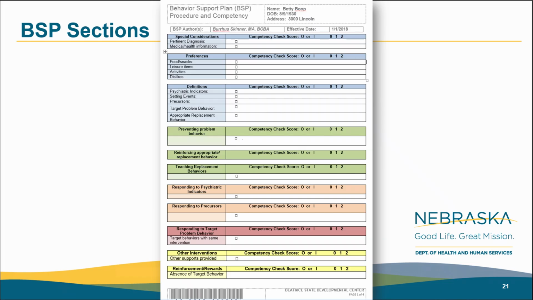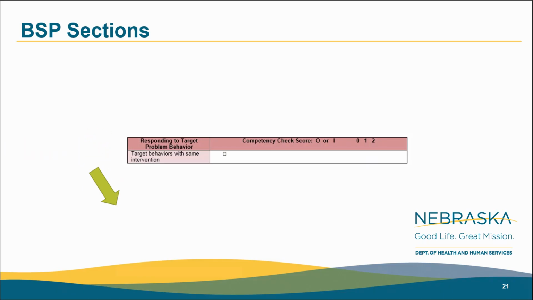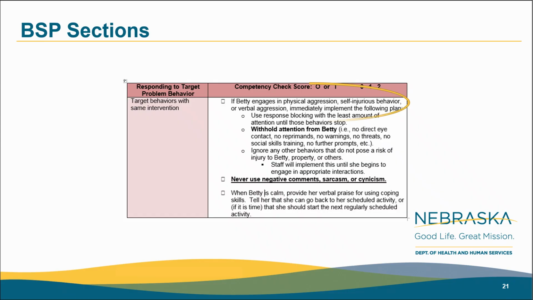Sometimes, by using antecedent interventions or responding effectively to mental health indicators or precursors, we can prevent target behaviors from occurring. However, sometimes, despite our best efforts, target behaviors may still occur. The next section of the BSP describes ways to respond when target behaviors do occur. Notice that sometimes different target behaviors may have the same intervention or way of responding. At other times, different target behaviors may require different interventions. In our example, you'll see that we respond to Betty's 3 target behaviors in the same way.